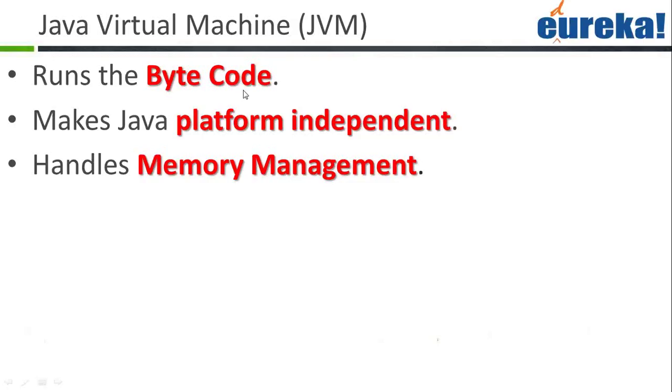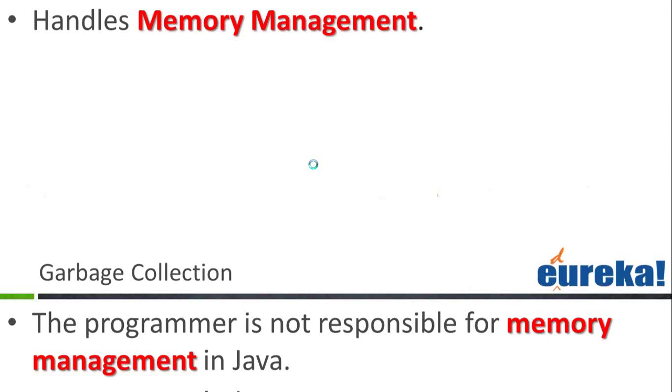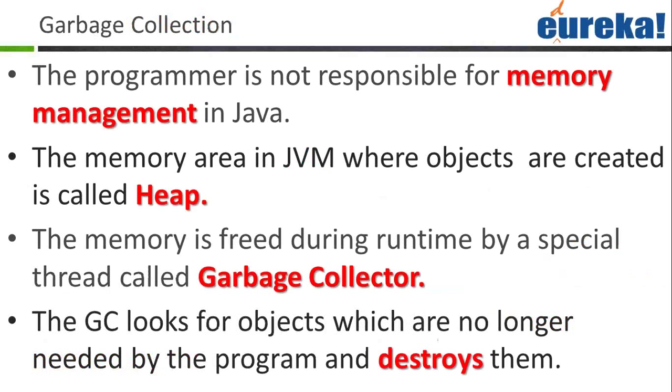So here we have the Java virtual machine, which actually runs the bytecode. The bytecode is the one that makes Java platform independent, along with the virtual machine. And it also handles the memory management all by itself. So you might have come across various functions like malloc and alloc in C languages. Here in Java, we as programmers are not responsible for the memory management.